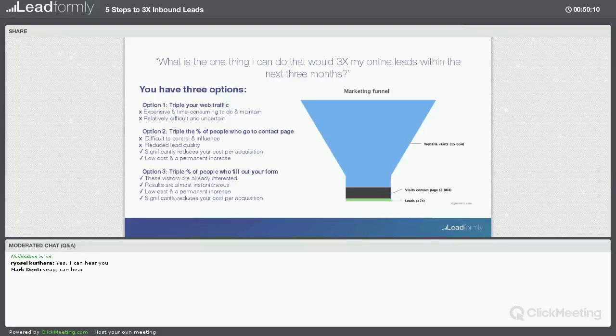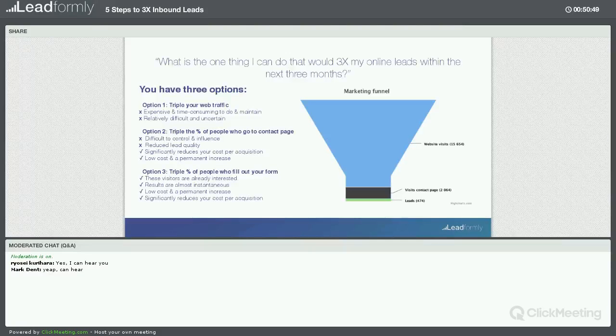It would also significantly reduce your cost per acquisition. So you'd be able to acquire leads more profitably going forward. The downside with this is that it's, again, quite difficult to control and influence. And if you were able to triple the percentage of people that were going through to your contact page or requesting a demo, you're likely to get a reduced lead quality, because the people that previously weren't going through presumably were not quite ready to become a lead. So you probably need to more than triple the percentage of people to actually get 3 times as many results.